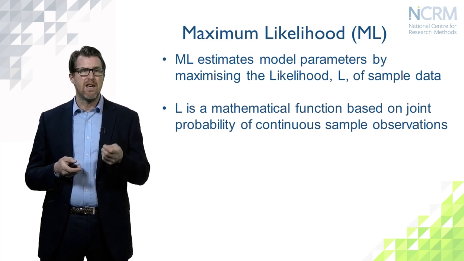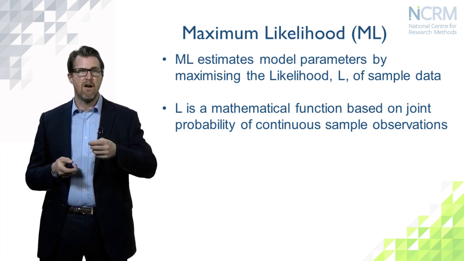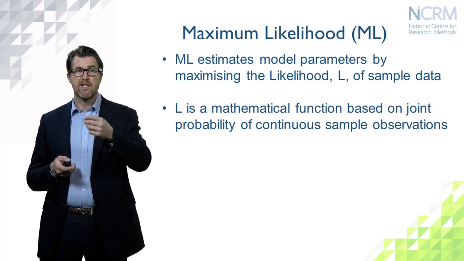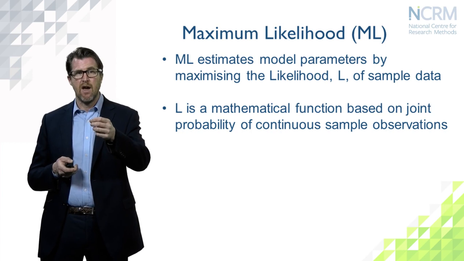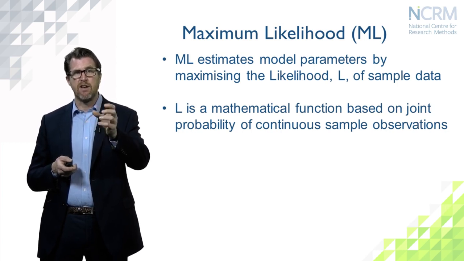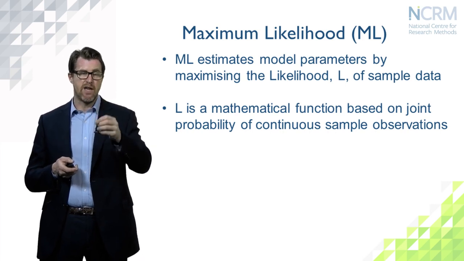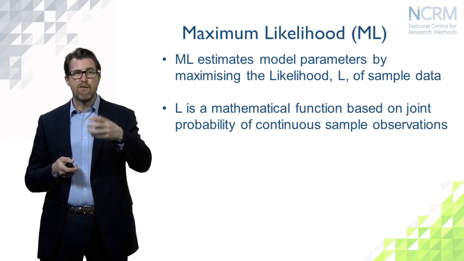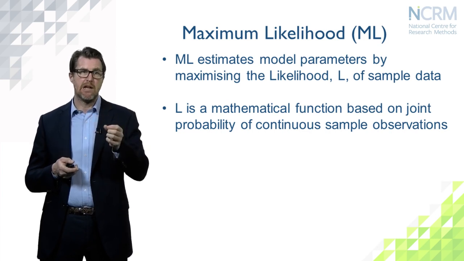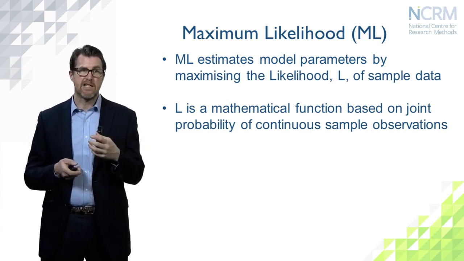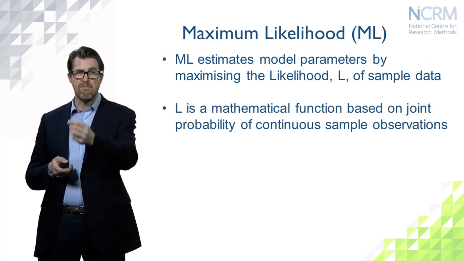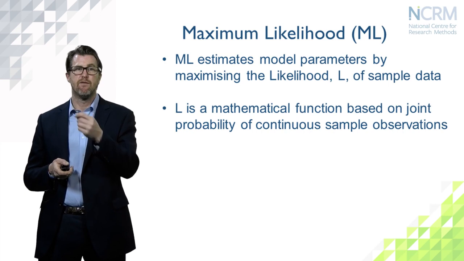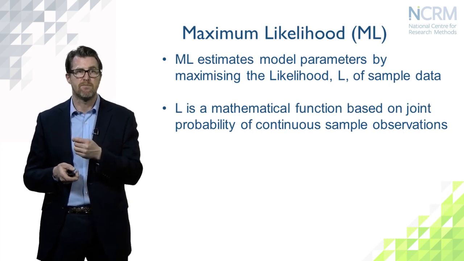So, in essence, maximum likelihood finds the maximum value of L for a particular sample of data, and it does that by iterating through different values for the unknown parameters until it finds the maximum likelihood. Once that maximum has been found, we have produced the maximum likelihood estimates for the unknown parameters.